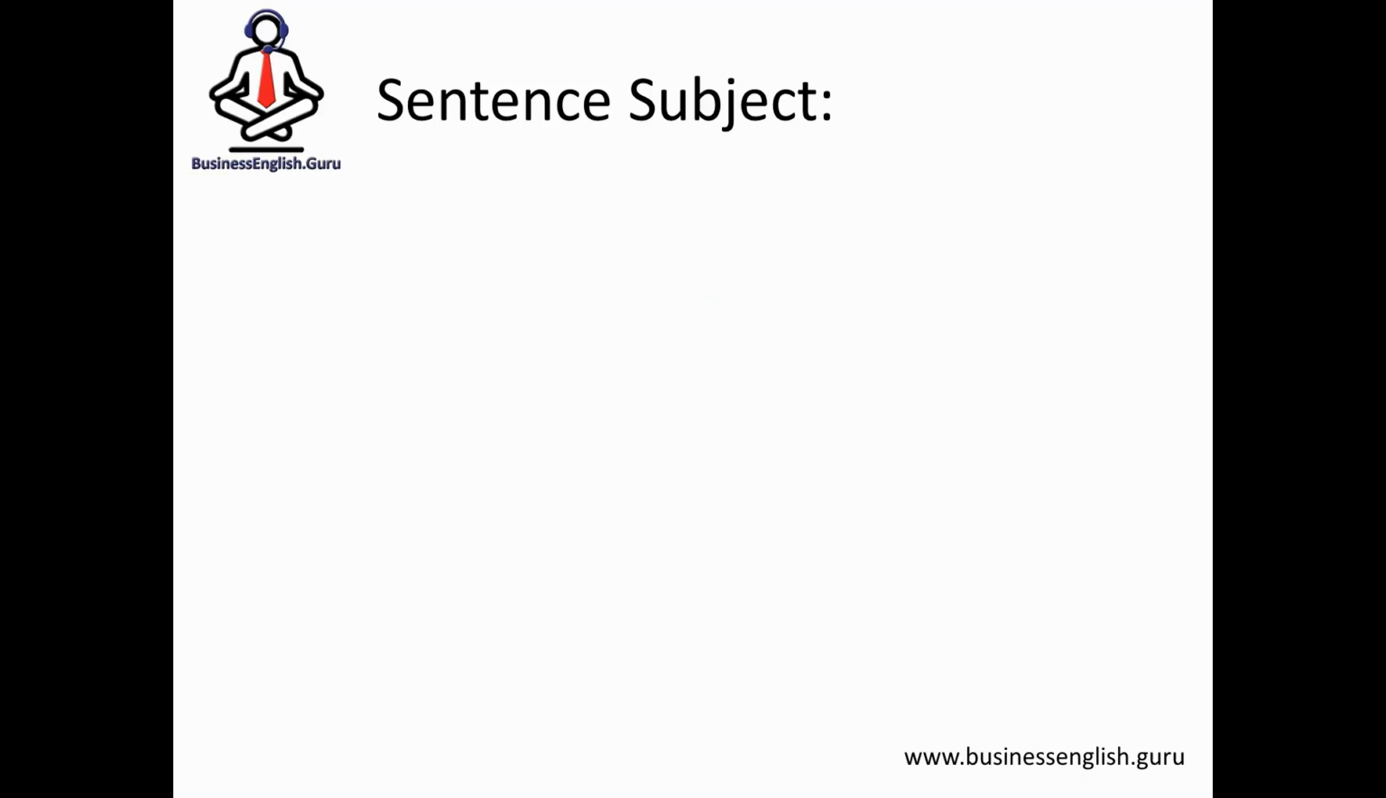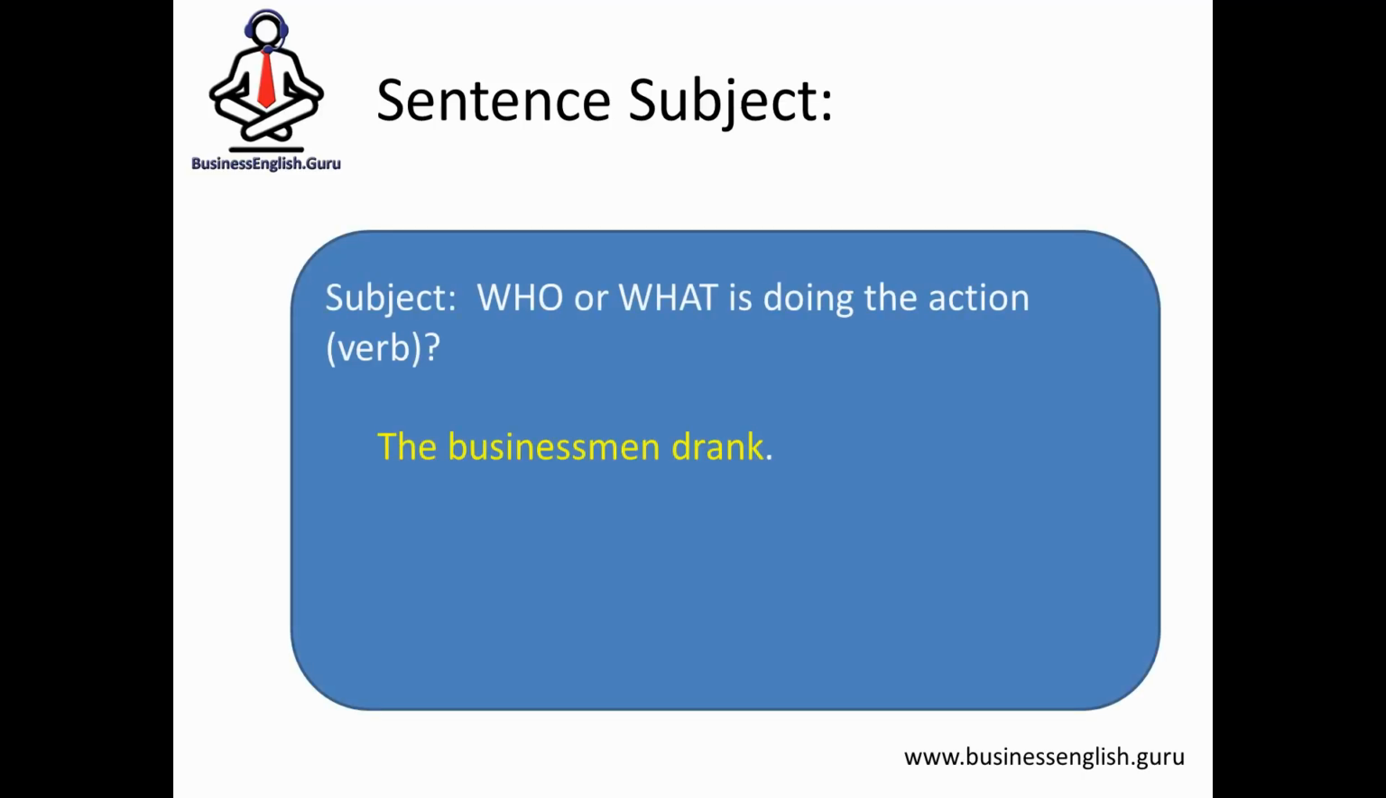Let's move on now to the sentence elements. Let's start with the sentence subject, which tells you who or what is doing the action. In this case, the businessman drank. Who or what is doing the action? The action is drank, past tense of to drink. Who or what? The businessmen are drinking.